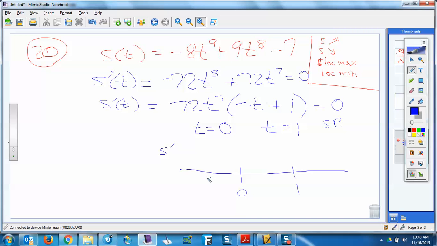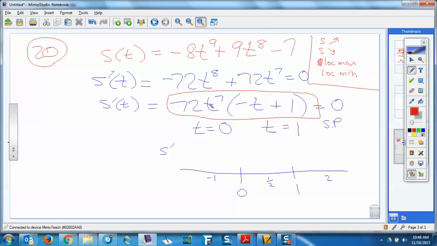So negative 1 I could put in. Let's see, I could put in a half between 0 and 1. And I could put in 2. Right? So let's put those into S prime. Let's start with negative 1. I would put it into this version, which would be the smart thing.